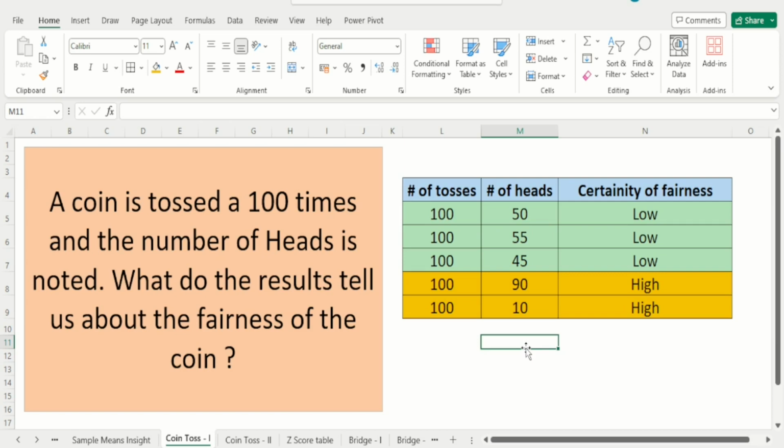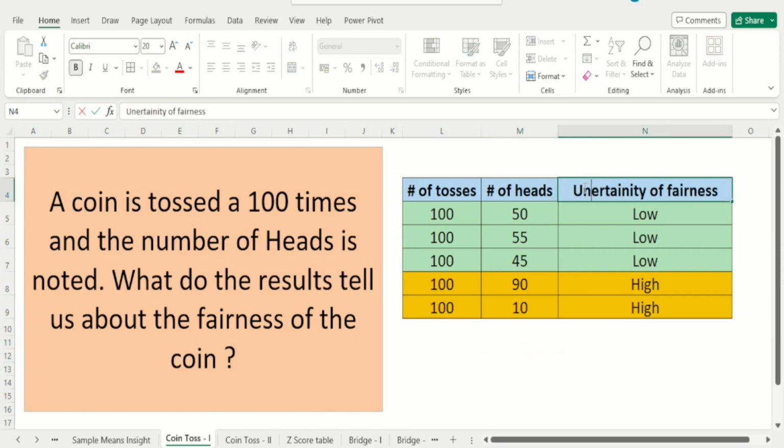So if it's a fair coin, there is equal probability. We generally expect to see around 50 heads and 50 tails, right? And so if you toss 100 coins and you get 50 heads, you will say, yeah, this certainly looks like a fair coin, or a very fair coin for that matter. So the uncertainty of fairness is low. You're expecting it to be a very fair coin.